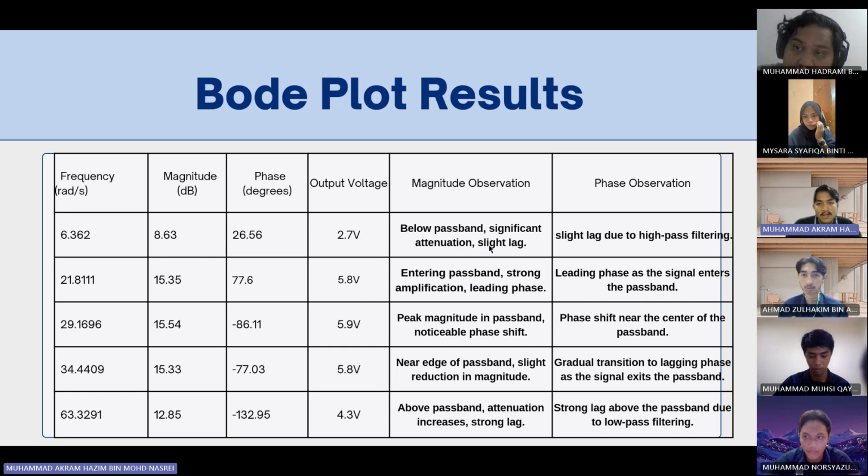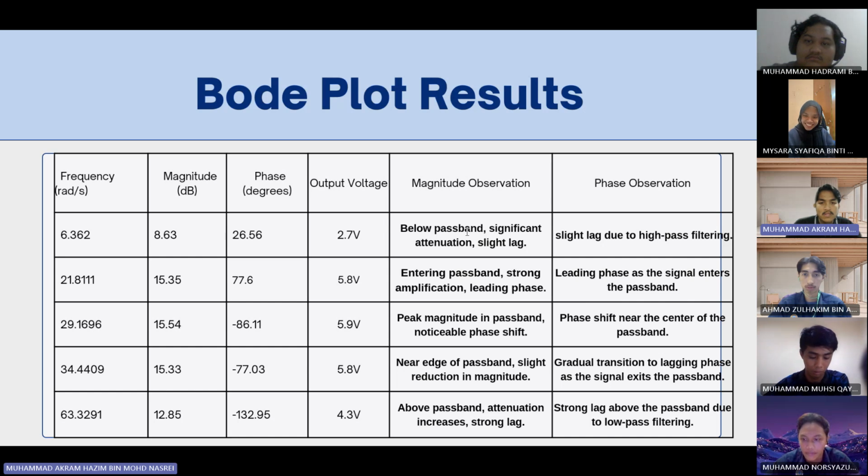It is here that the system provides maximum gain, which is critical for application requiring strong signal output. However, the significant phase lag must be considered in time-sensitive system.